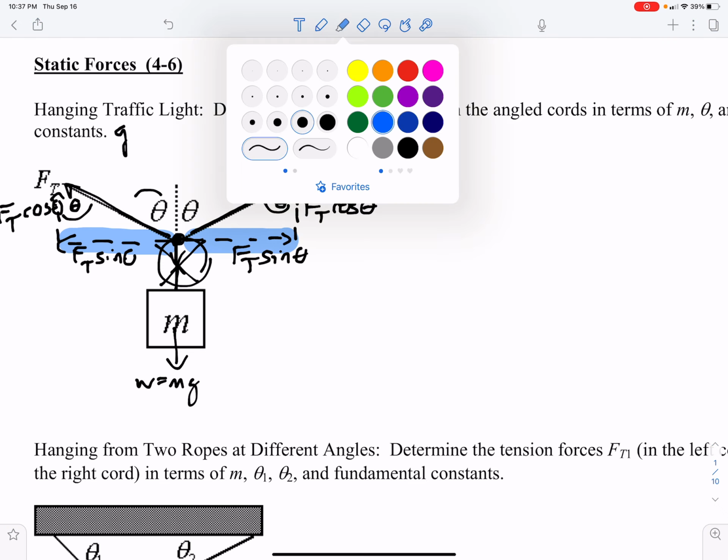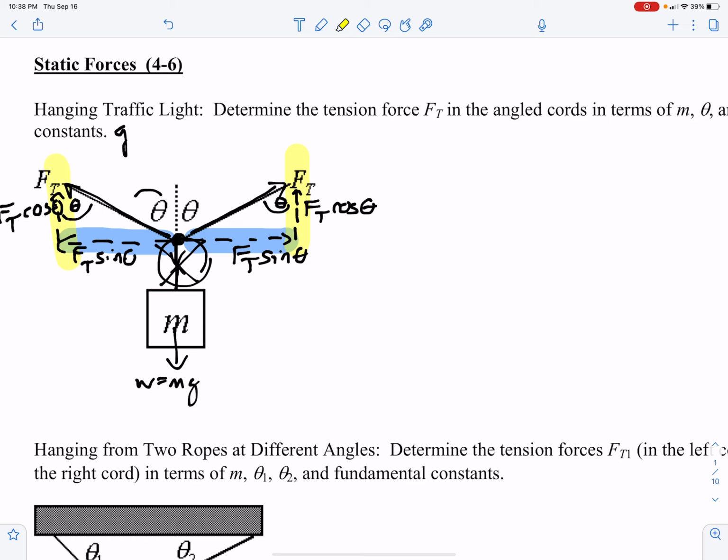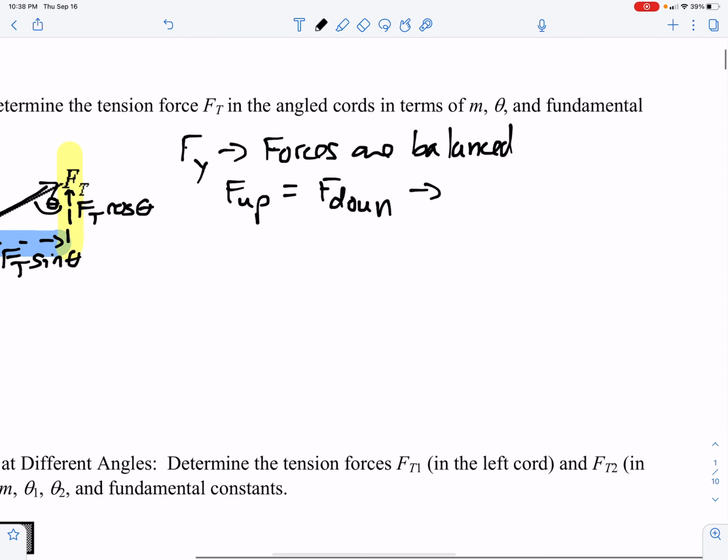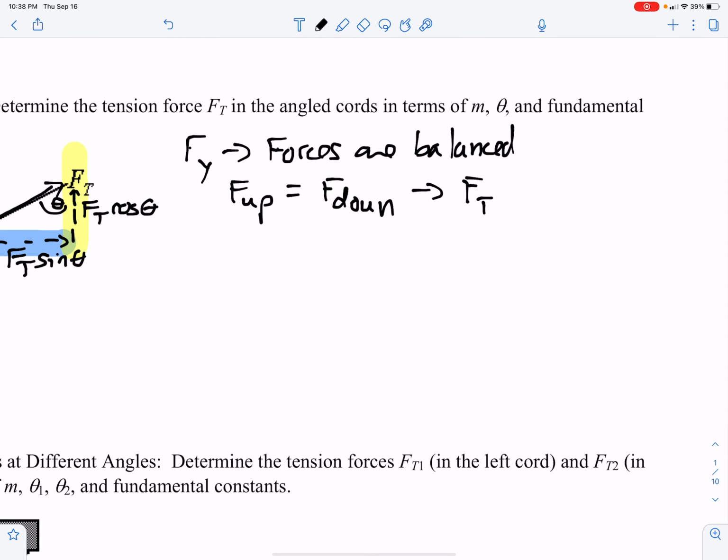But vertically speaking, we can see that there are two forces going up and one force going down. So in the y direction, our forces are balanced. And we will use Newton's first law, which applied can help us equate forces going up to forces going down. Now, going up, you have force tension cosine of theta, but you have two of them. So I'm going to write 2 F sub t cosine theta equals the weight.